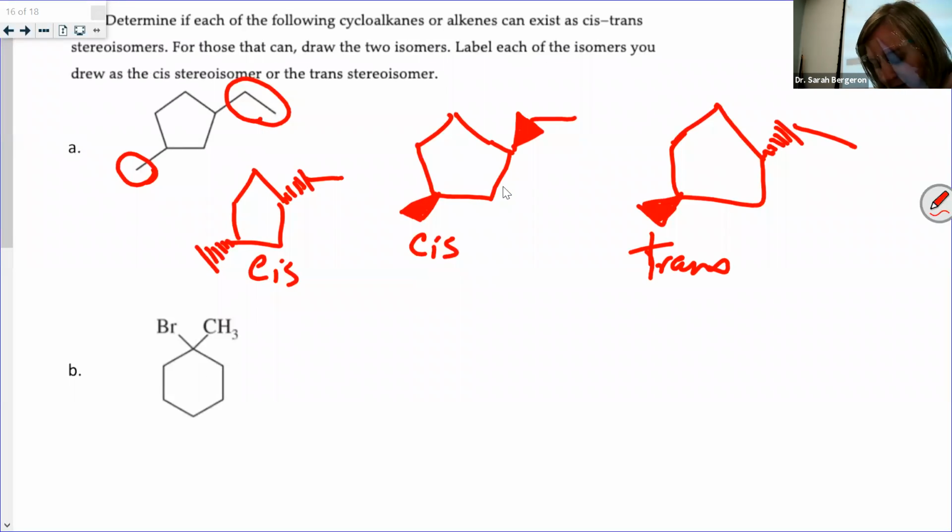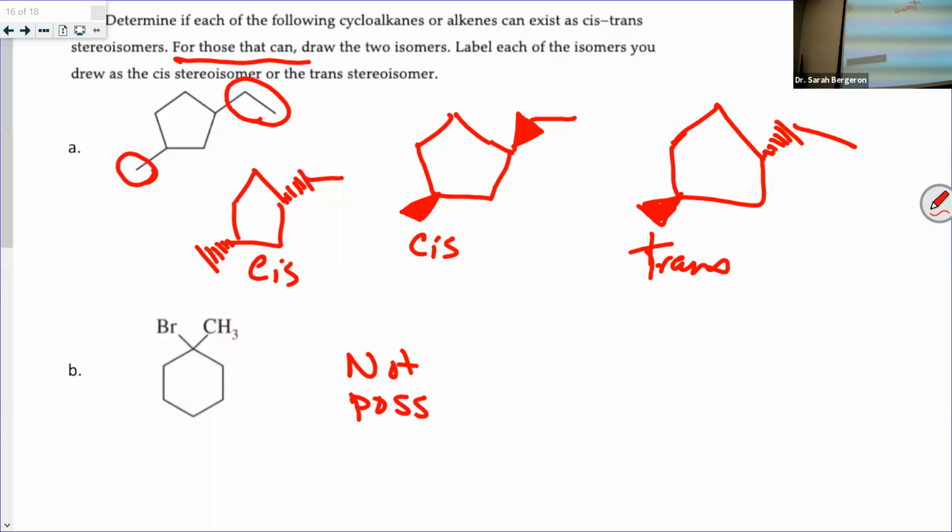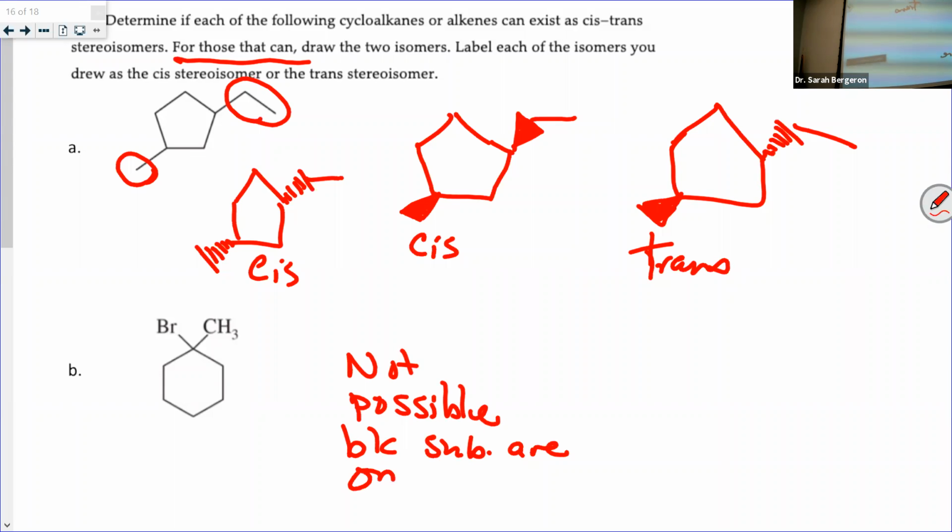Tell me about B. What's different about B than A? They both have 2 substituents, but they're on the same carbon. If your substituents are on the same carbon, there's no cis or trans. So see in the instructions, it says for those that can. So you just write not possible. Because substituents are on the same carbon.